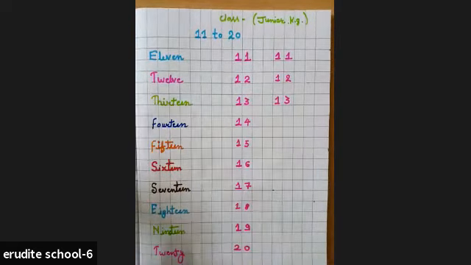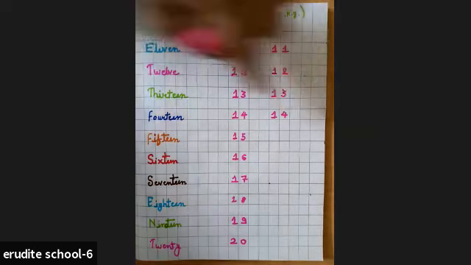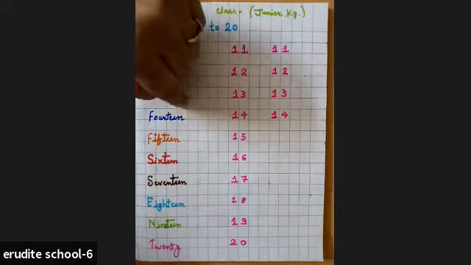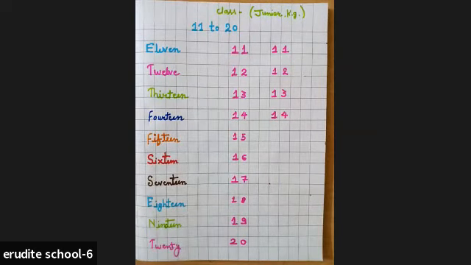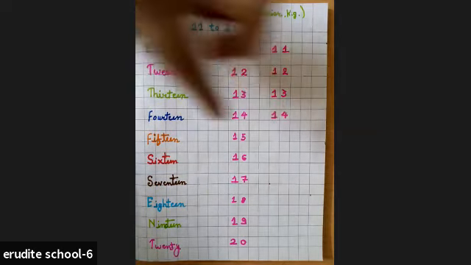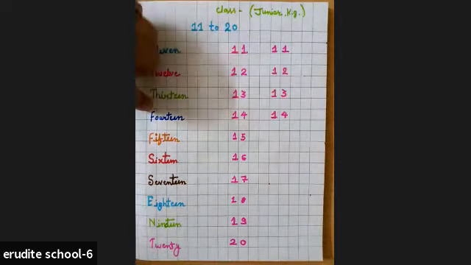Okay, everyone. And now next digit, 14. Okay. So now 1 4 14. Spelling of 14. Everyone has to speak with me. F O U R T E E N. 14. 1 4 14.